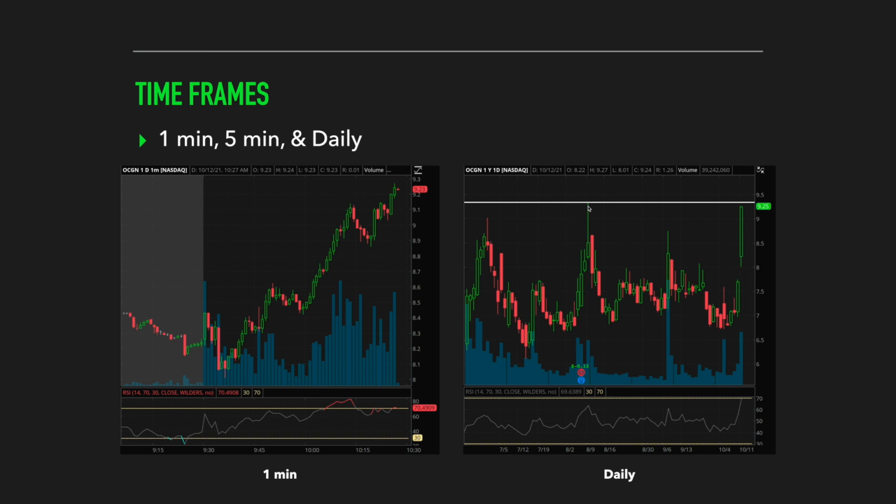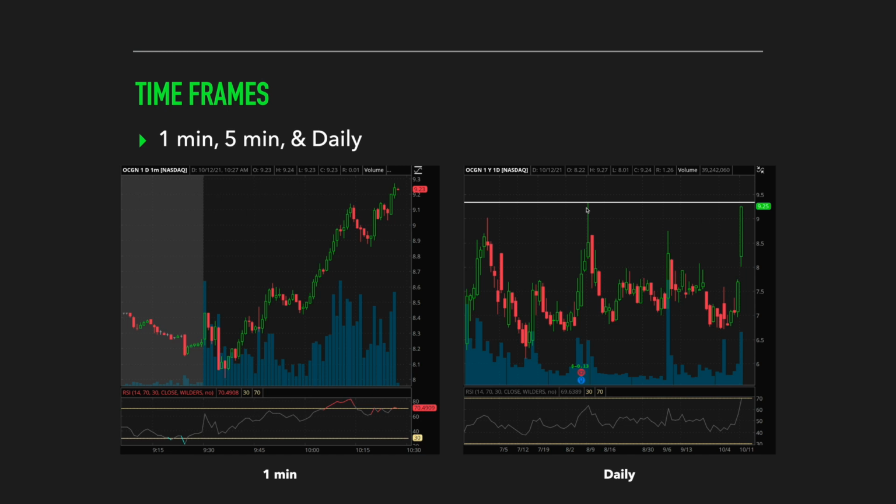And by just looking at a short-term time frame like the 1-minute or the 5-minute chart, you're going to completely miss out on the fact that there is a nearby level of resistance, and a lot of times that can cause you to buy into the top of a move before it starts to come back down.